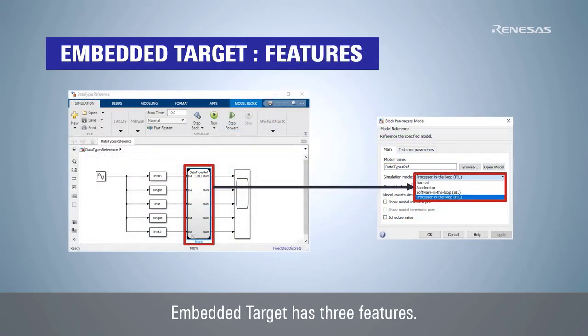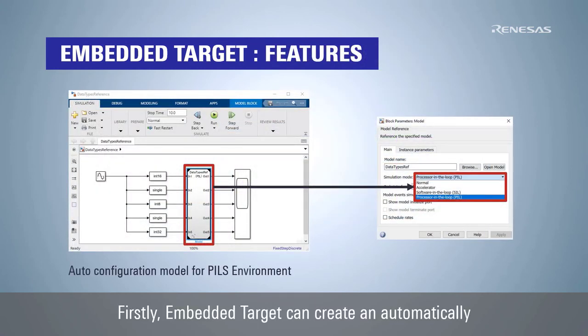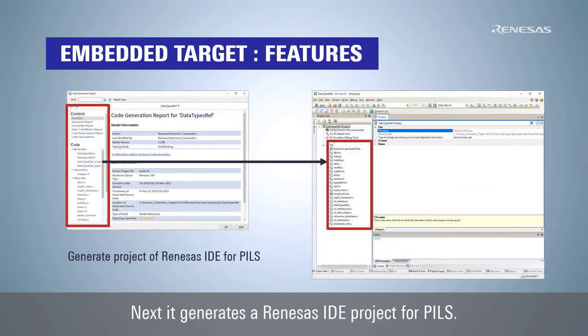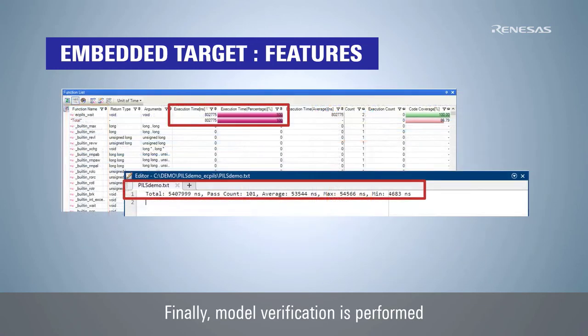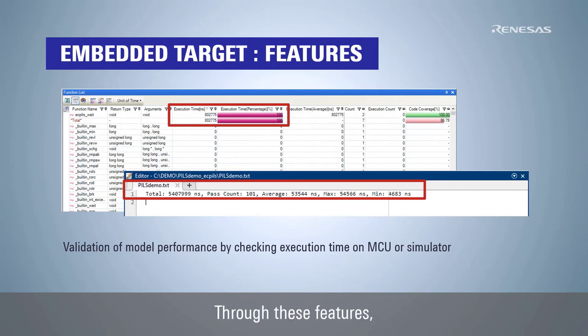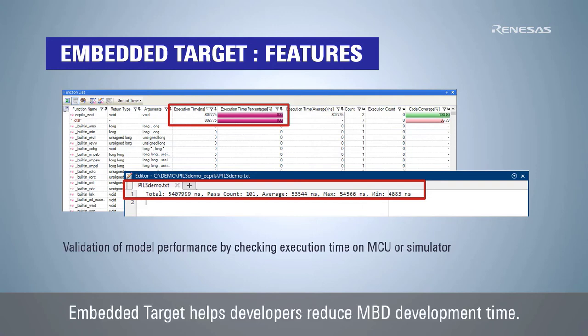Embedded Target has three features. Firstly, Embedded Target can create an automatically configured model for the PILS environment. Next, it generates a Renesas IDE project for PILS. Finally, model verification is performed by checking the execution time on an MCU or simulator. Through these features, Embedded Target helps developers reduce MBD development time.